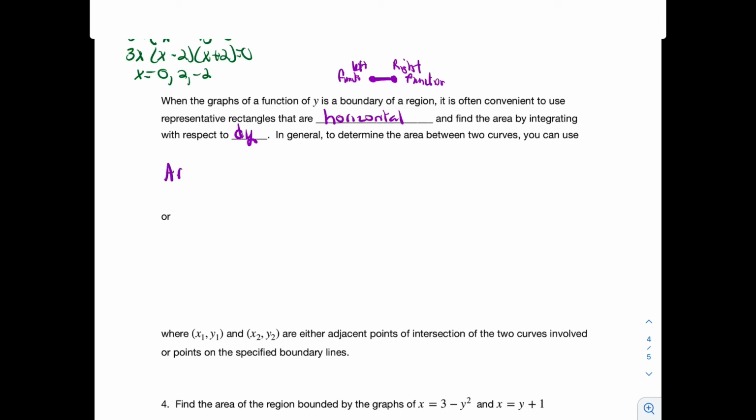So basically in this section we've got two main formulas for finding area. If we're doing vertical representative rectangles, the area is equal to the integral from x1 to x2 of the top curve minus the bottom curve with respect to dx. So the equations are written with respect to x.